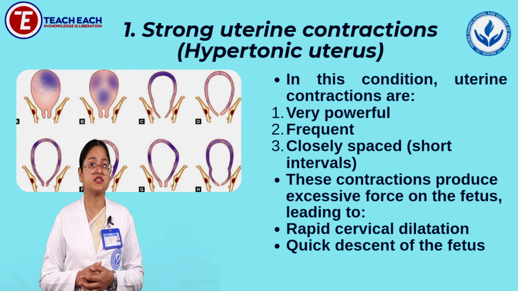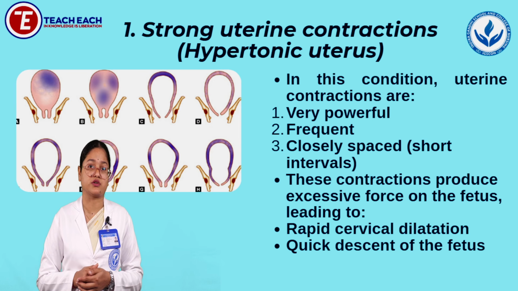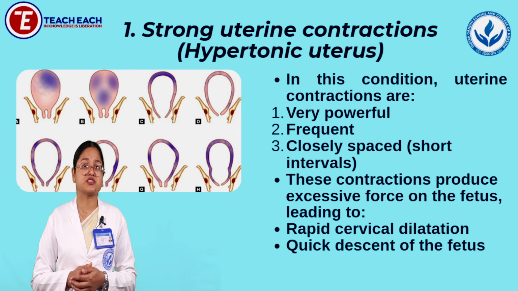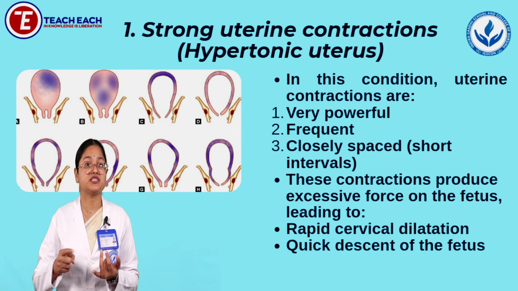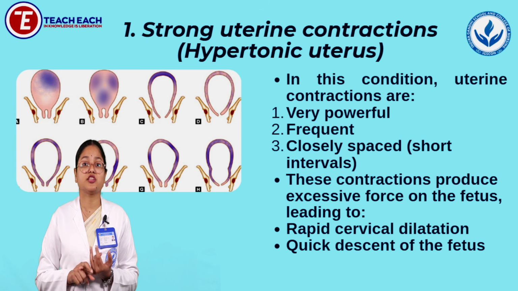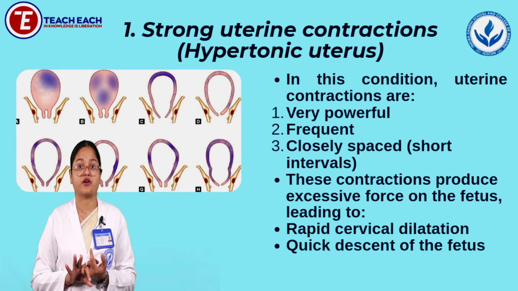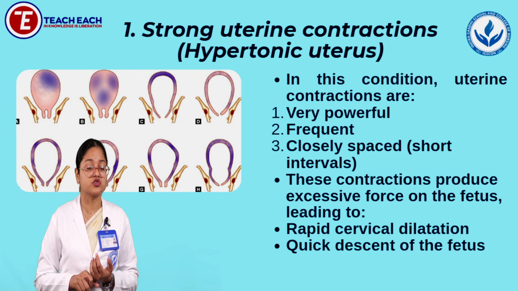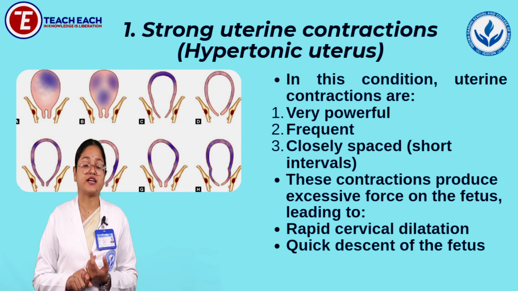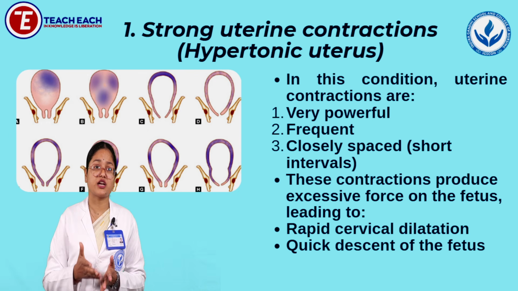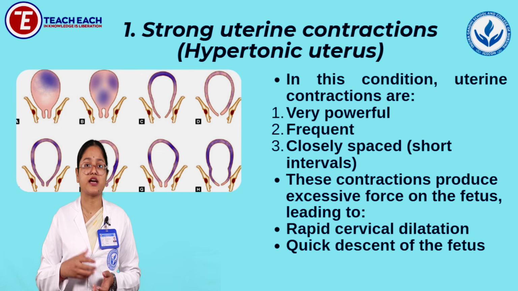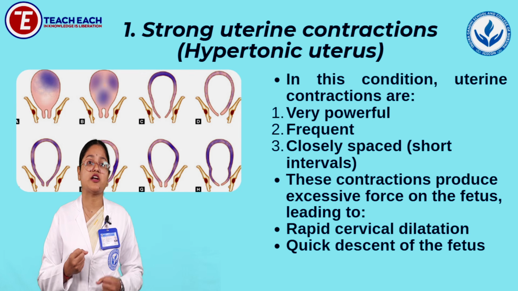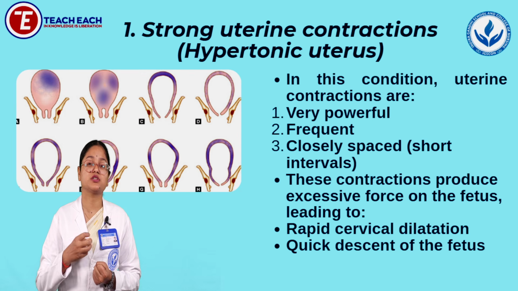The first one we have seen is strong uterine contraction, that is hypertonic uterus. In this condition, uterine contractions are very powerful, their intensity is very high and they are very frequent and fast. There will be less gap between each, a short interval between each contraction. These contractions produce excessive force on the fetus, leading to cervical dilatation and fast delivery of the baby. In the diagram you can see how the cervical canal is dilating, and how the contractions work on the uterus to push the content of the uterine cavity into the vaginal cavity.